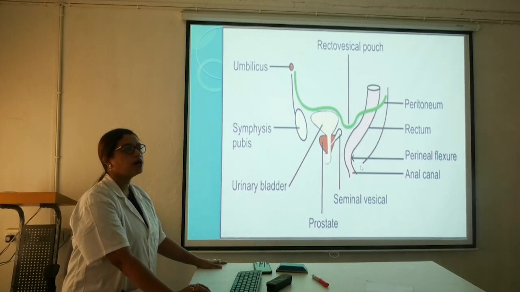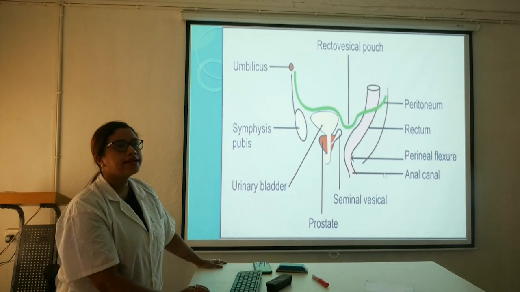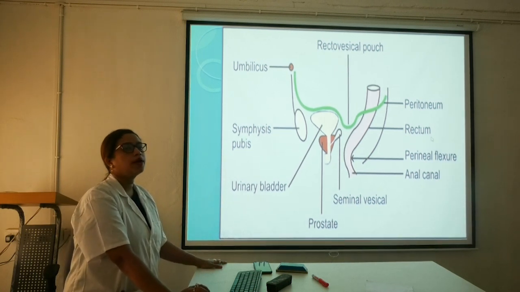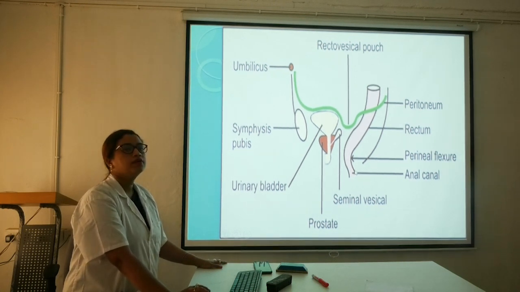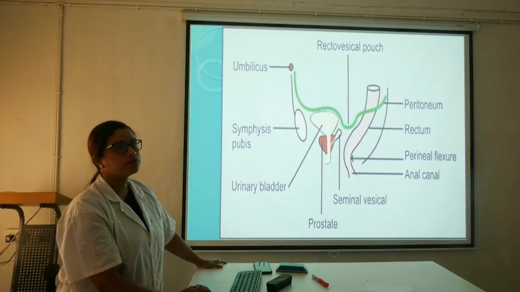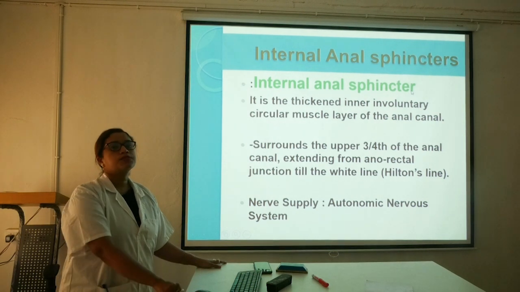So posteriorly, what will be there? Tell me, you have just read it: the anococcygeal body and the coccyx. Anteriorly, in case of male, the bulb of urethra, and the lower end of vagina. And in the lateral side, the ischiorectal fossa. Okay, so these three structures you have to remember. Now what about the anal sphincter?